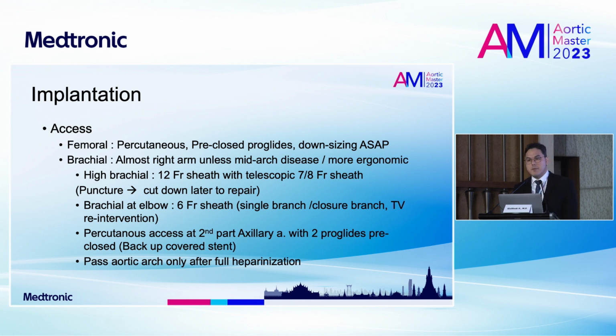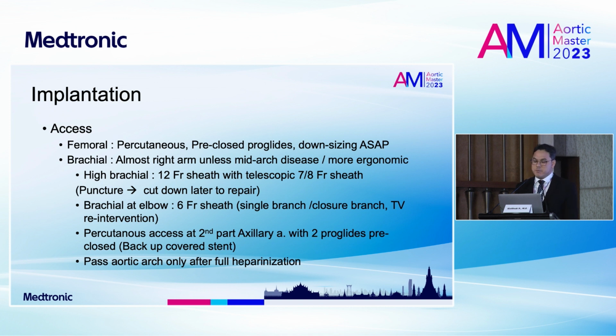For me, I would go with the high brachial artery near the axilla with the 12 French sheath, with the telescopic 7 or 8 French sheath down to the target vessel we are treating. We start with the puncture and then close with the cut down later. This will prevent the bleeding or the slipping of the sheath during the operations, and also less bleeding at the access site. And also one thing is to allow distal perfusion of the arm. You don't have to control if you have some bleeding around the sheath.